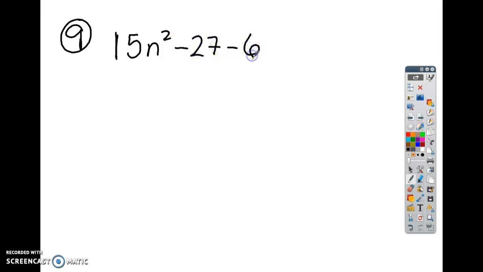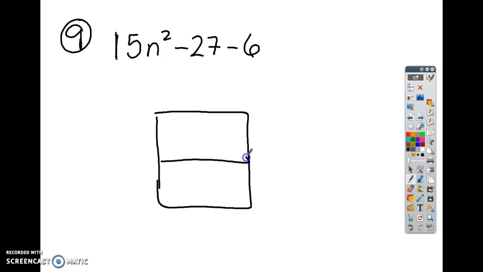Okay, so problem number 9 on factoring trinomials with a greater than 1 says 15n squared minus 27n minus 6. So you would put it in the box. And the first term goes in the first box, so that's 15n squared, and the last term goes in the last box. And then you start factoring.